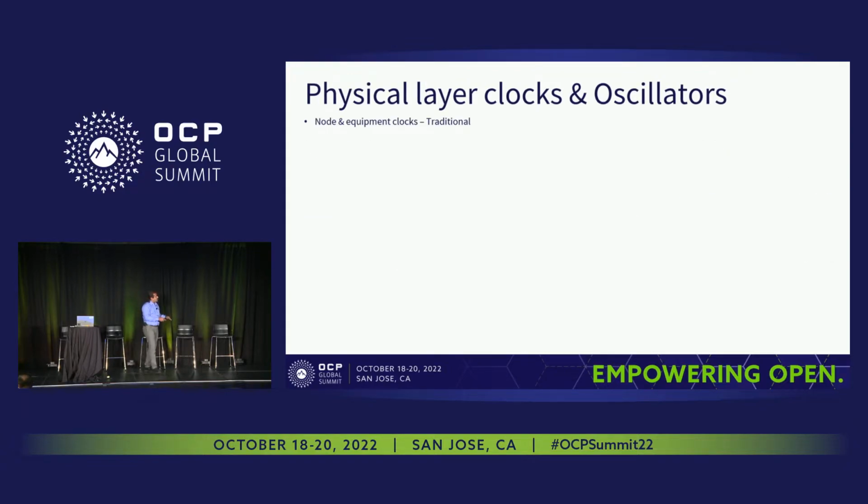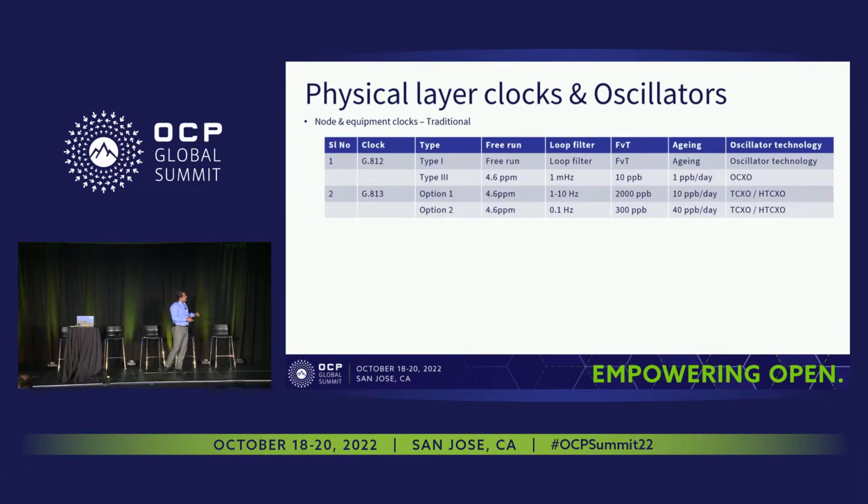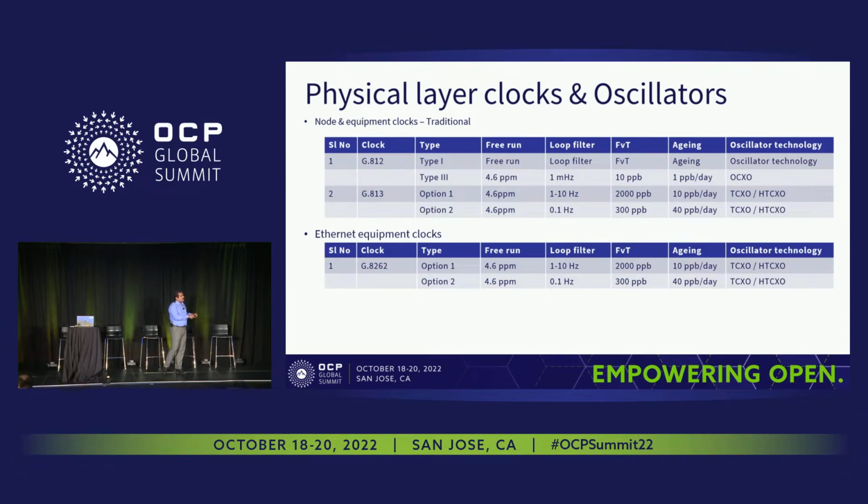And I wanted to put down the various types of clocks that we see. For example, if you look at the traditional clocks, these are G.812, G.813 type of clocks. These are no longer used much. These are from the SDH or SONET world. When this became synchronous Ethernet, most of the specifications were adopted from this world into the Ethernet world. And as you see, depending on the specifications we described earlier about the free run part, the loop filter part, the frequency versus temperature, aging, we can see that we have some numbers to meet.